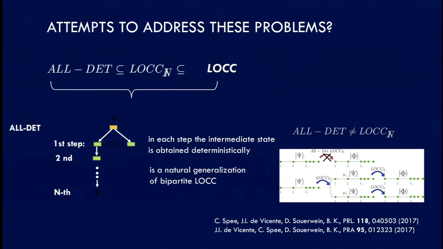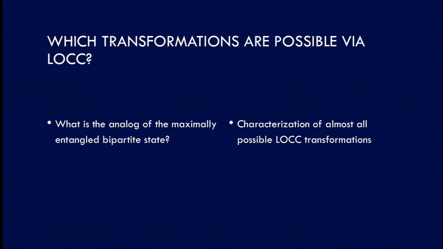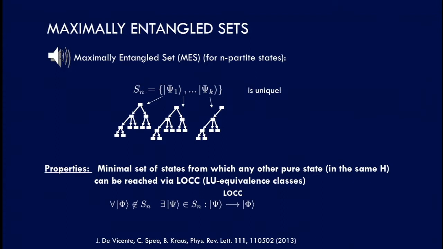Okay, so now let me come back to this inclusion of LOCC contained in SEP, and what I would like to discuss now is what is the analog of the maximally entangled bipartite state? So how can we characterize the optimal resource in multipartite entanglement? And how can we characterize possible LOCC transformations? The way that I introduced entanglement as being a resource, if we want to generalize that now to the multipartite setting, and we know that there is not a single state, we have seen already that this cannot be, what we have to consider is a set of states.